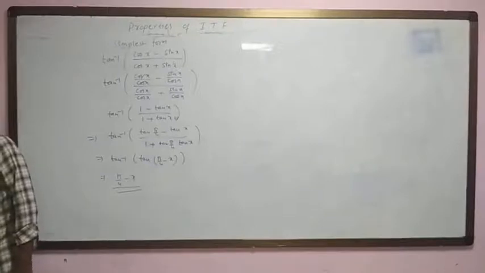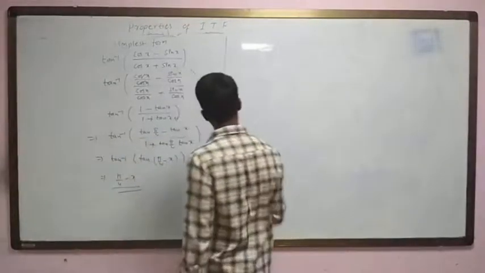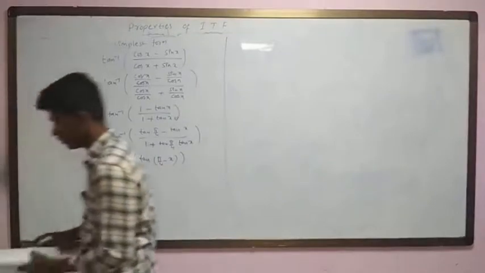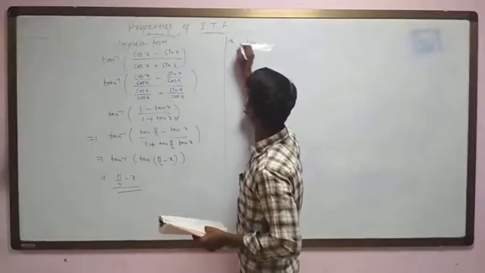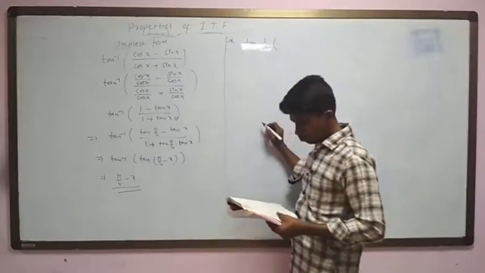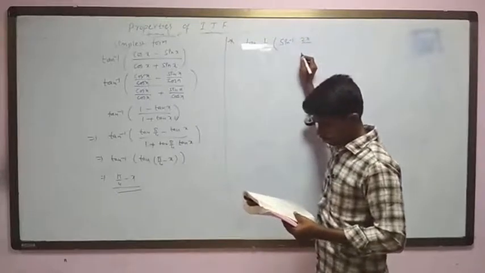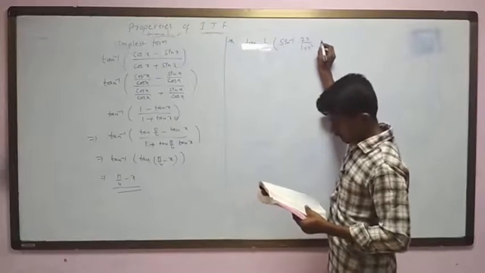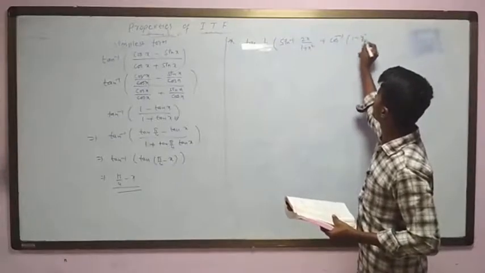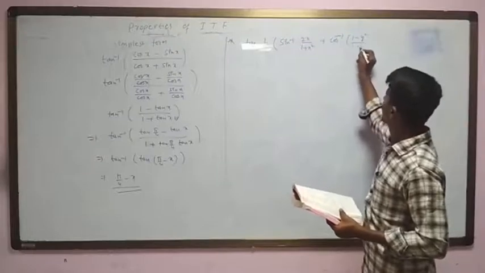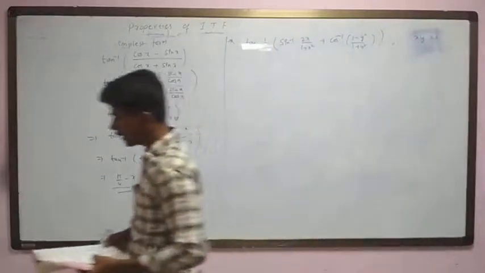Find the value of tan 1 by 2 into sine inverse of 2x by 1 plus x square plus cos inverse of 1 minus y square by 1 plus y square, but xy is less than 1. Xy is less than 1.